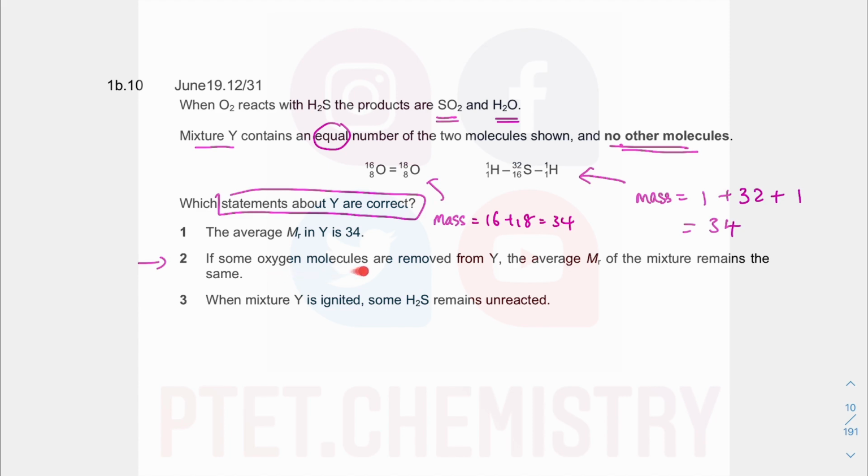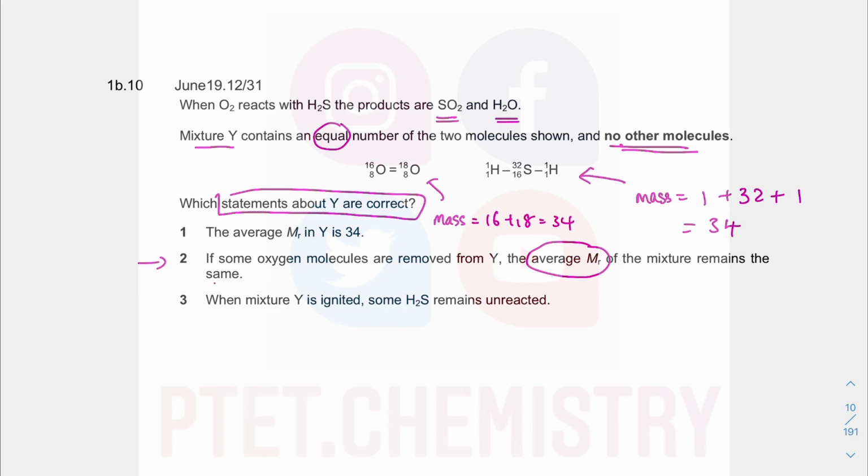If you remove some oxygen molecules, what is your average MR? Well, both molecules, this is also a molecule, but this is a molecular element. This is a molecular compound, okay? So both of them have the same mass. If you remove some of these, you will still have everything that has a molecular mass of 34. So obviously your average MR, where everything is 34, is still going to be 34, okay?